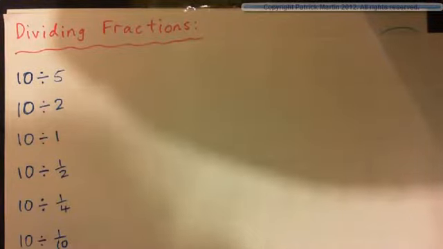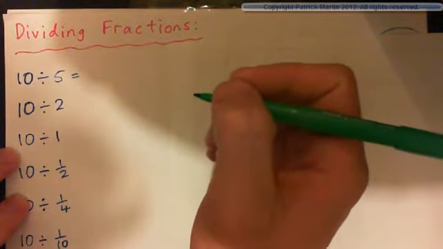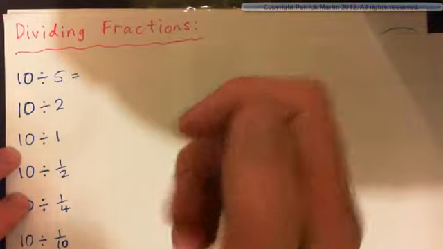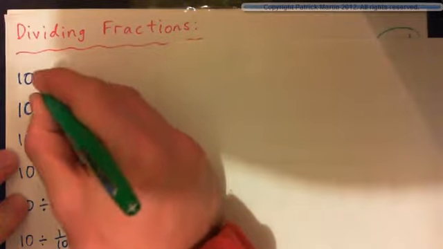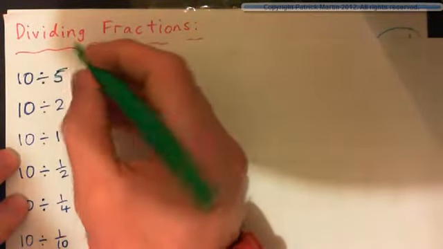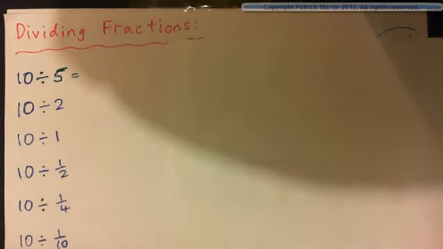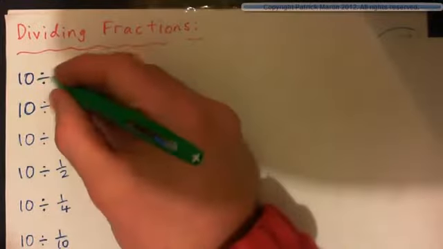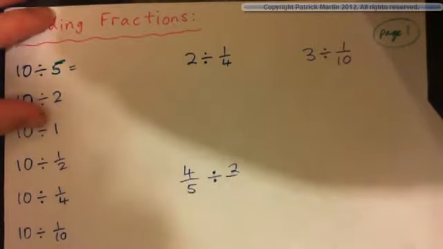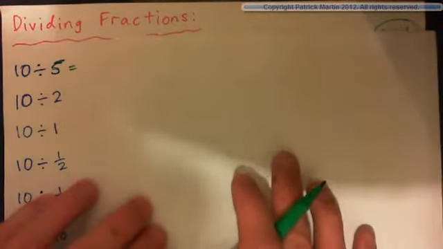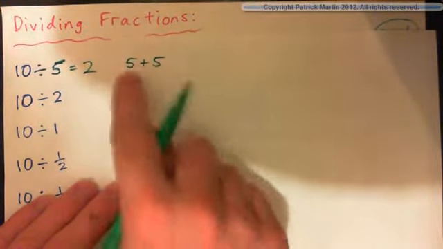10 divided by 5, we all know is got to be 2, right? One way of looking at this is saying how many 5s are contained in 10. You could think, 10 split up into 5 equal parts gives you 2. You could also think how many 5s are contained in 10. 5 plus 5, 2 5s make 10.